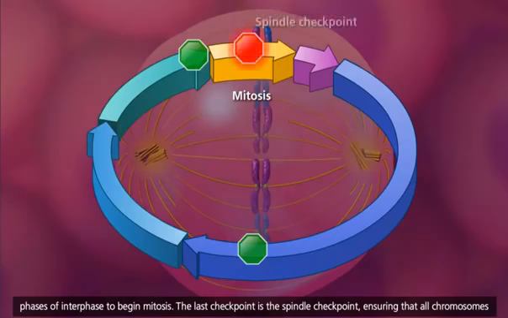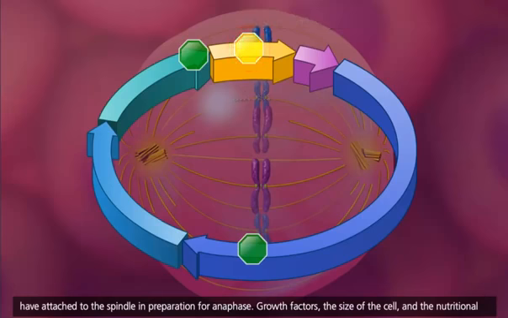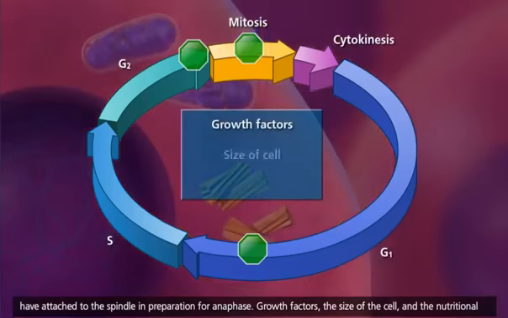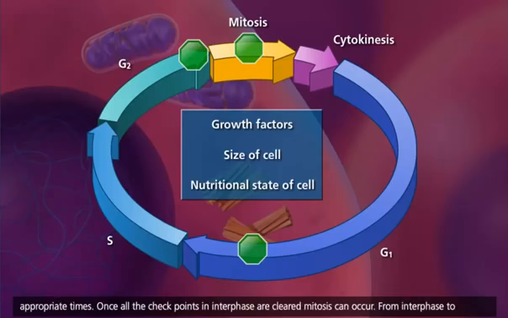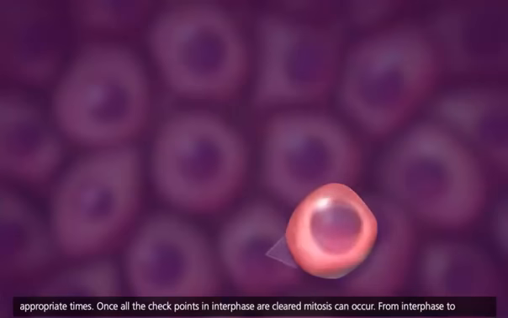The last checkpoint is the spindle checkpoint, ensuring that all chromosomes have attached to the spindle in preparation for anaphase. Growth factors, the size of the cell, and the nutritional state of the cell are all contributing factors in cell cycle regulation, ensuring that only certain cells divide at appropriate times. Once all the checkpoints in interphase are cleared, mitosis can occur.